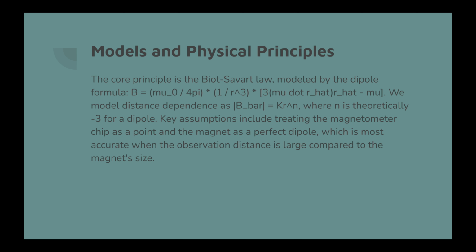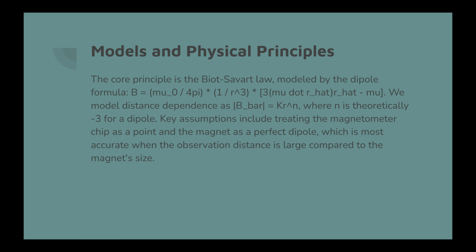So, the model's principles in physics. The core principle is the Biot-Savart law, modeled by the dipole moment formula. B is equal to mu naught divided by 4 pi times 1 over r cubed times 3 times mu dotted with r hat times r hat minus mu. We model the distance dependence as the magnitude of B is equal to k times r to the n, where n is theoretically -3 for a dipole.